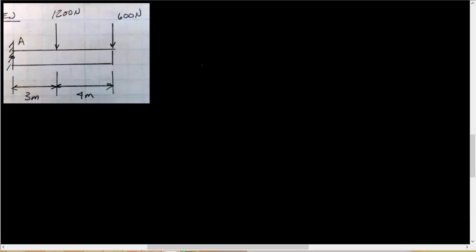Chapter 5, Equilibrium of a Rigid Body, example number 2. We have a fixed beam with a 1200 Newton force and a 600 Newton force acting on it. One is 3 meters away, one is 4 meters away. That is our given. Our find is the reaction forces on the beam.